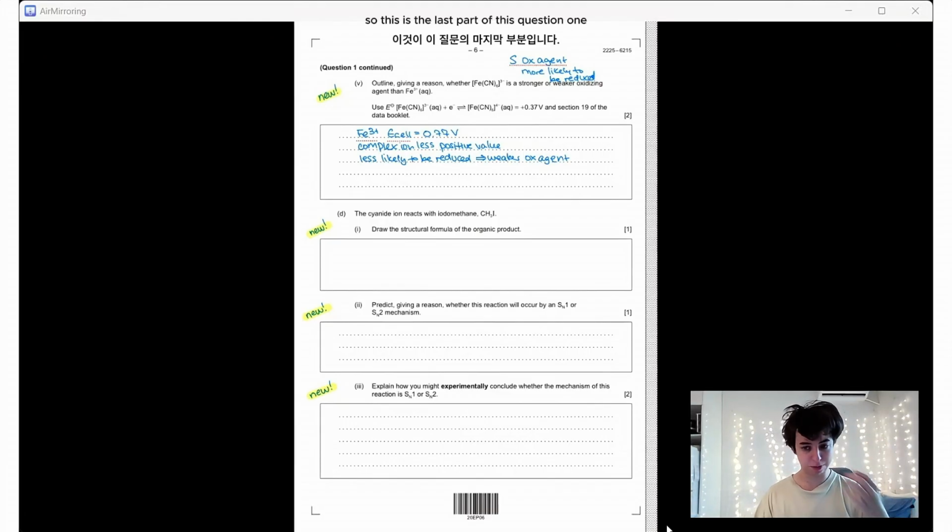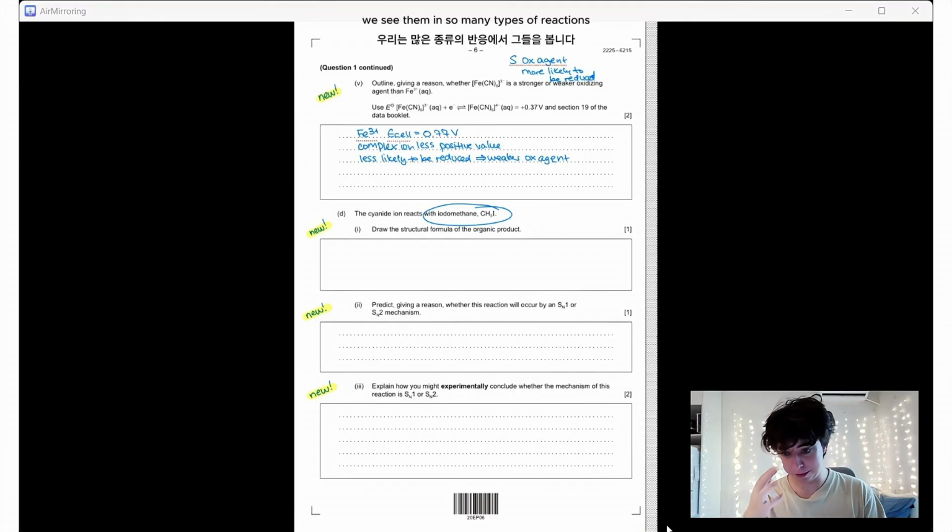Anyway, so this is the last part of this question 1. And so this is an organic type of subpart. We're immediately starting off with how we have this cyanide ion that reacts with iodomethane. The one thing you should recognize is that this iodomethane is a halogenoalkane. Very reactive, guys. We see them in so many types of reactions.